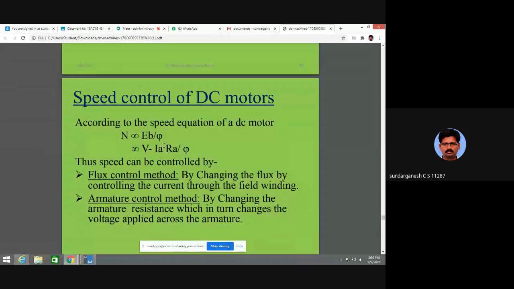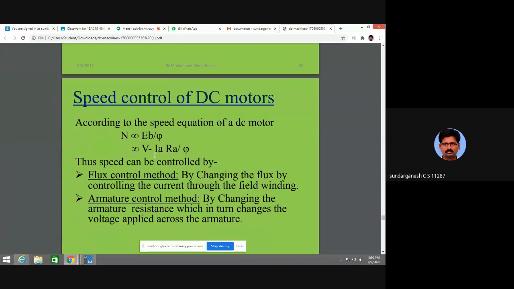By changing the armature current, this voltage drop will be more. So if I increase the armature current, this drop will be more, the back EMF will be less, and automatically the speed will also become less. If I reduce the current, this voltage drop will be less, EB will be increased, and speed will be increased.